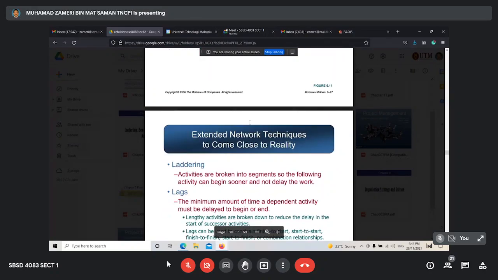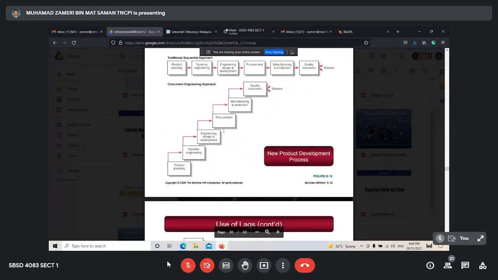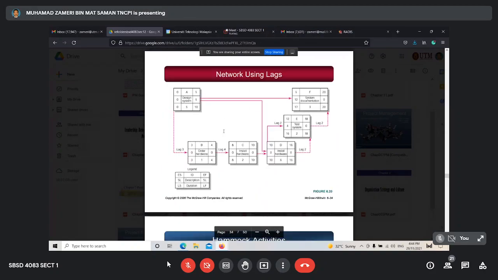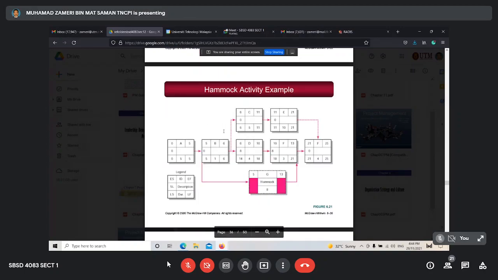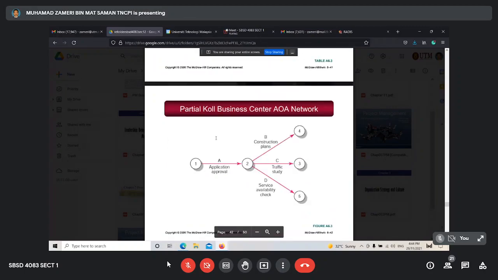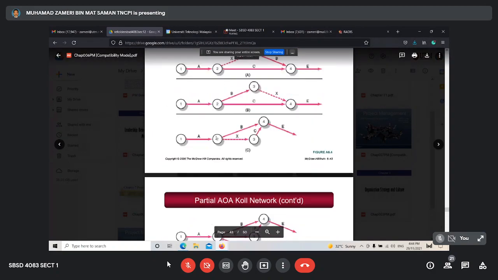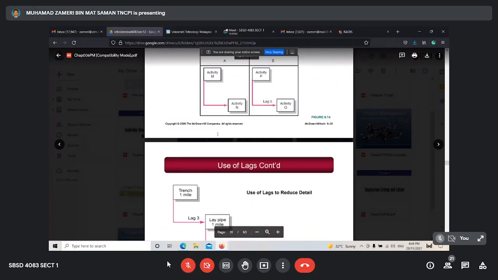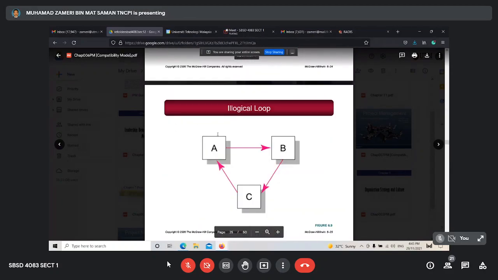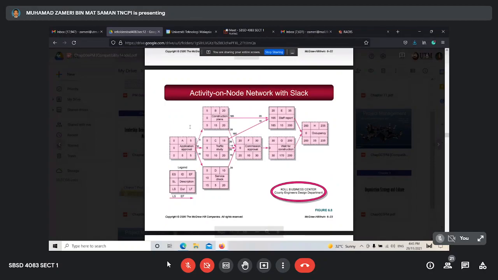Okay, I think another example. 18 is not in your syllabus. Okay, so I think that's all for this. So this is activity on arrow. So this is not in our syllabus. Our syllabus is only activity on node. So all the slides here are not in your syllabus, so you no need to understand. In this chapter, you need to understand until slide number 23. So for this chapter, you need to study until slide number 23 only.